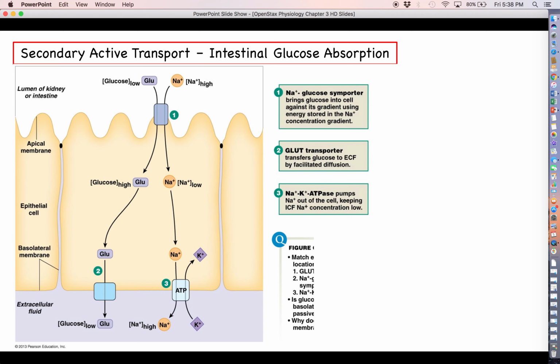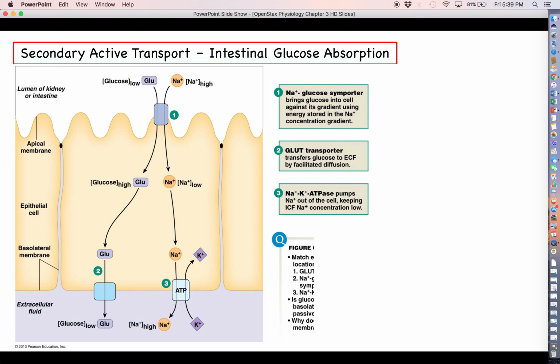That potential energy that gets released can be utilized to simultaneously pump something against its concentration gradient. So that is what you're seeing here in bullet point number 1. Glucose is moving from low to high concentration, so that's uphill. At the same time that glucose moves through, sodium moves from high concentration in the extracellular fluid, which we've talked about before, to its lower concentration in the intracellular fluid.